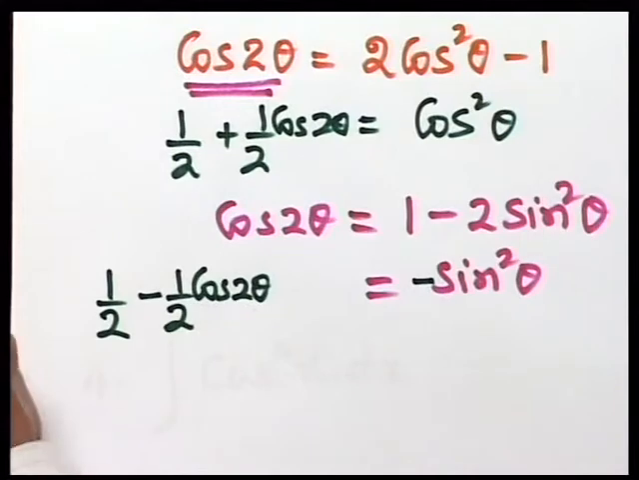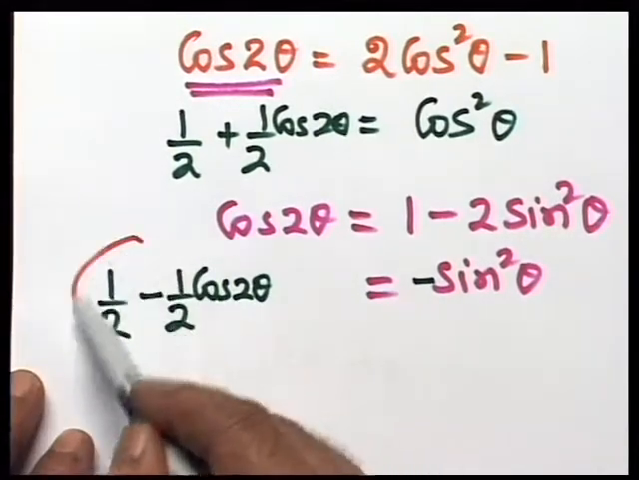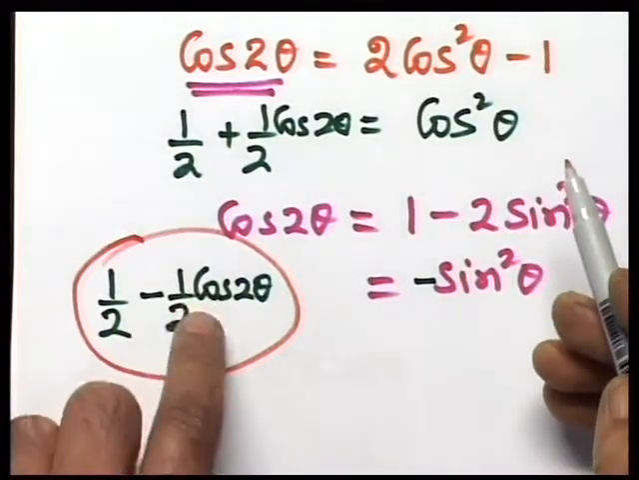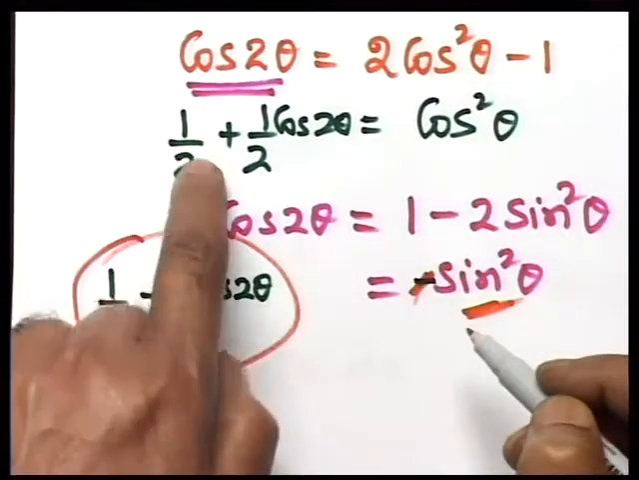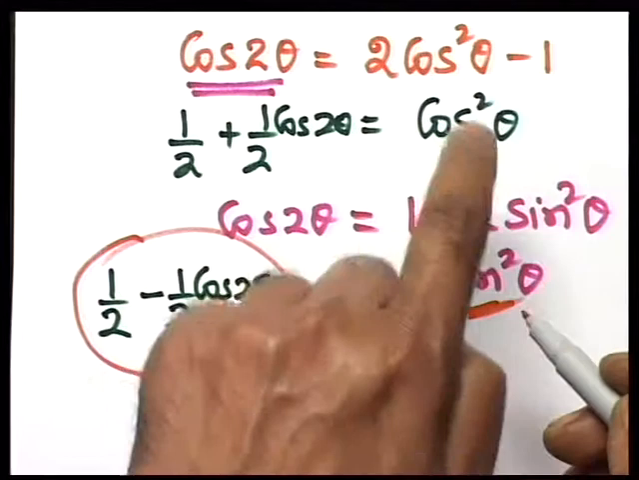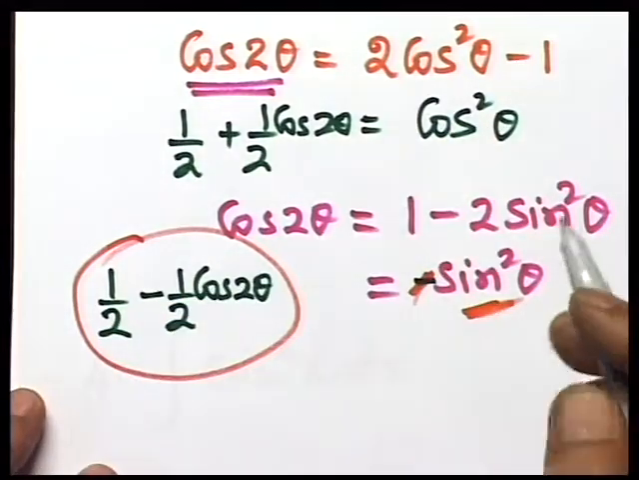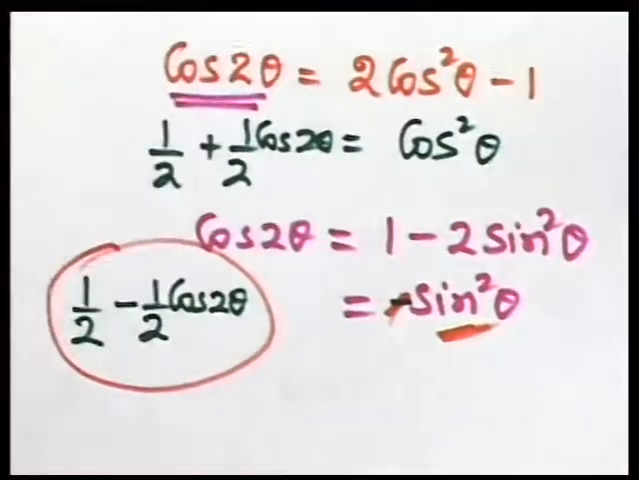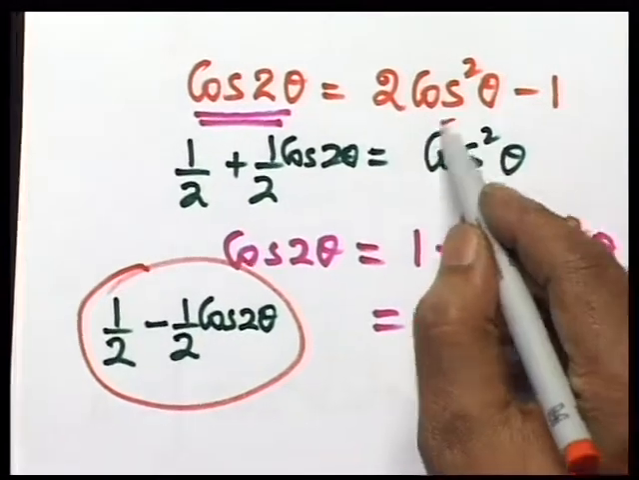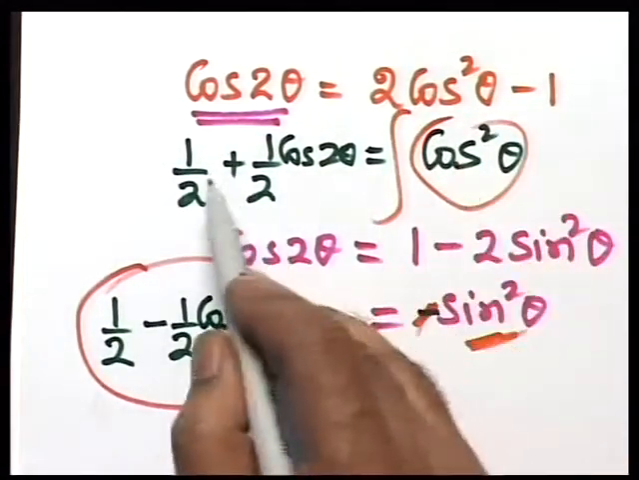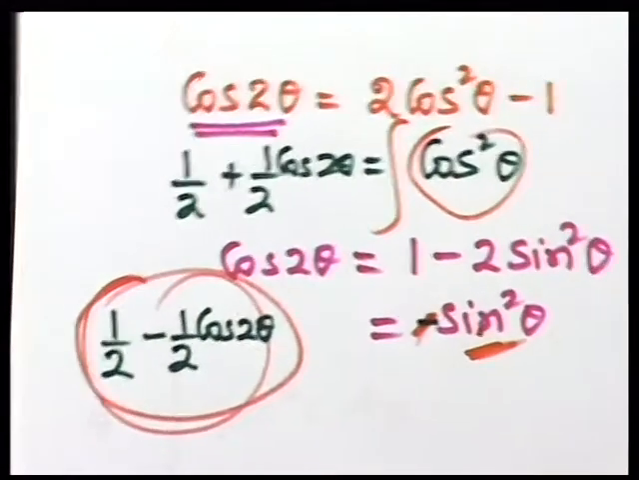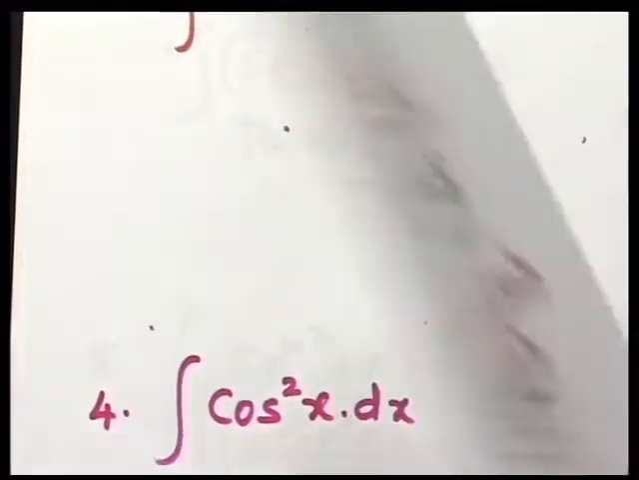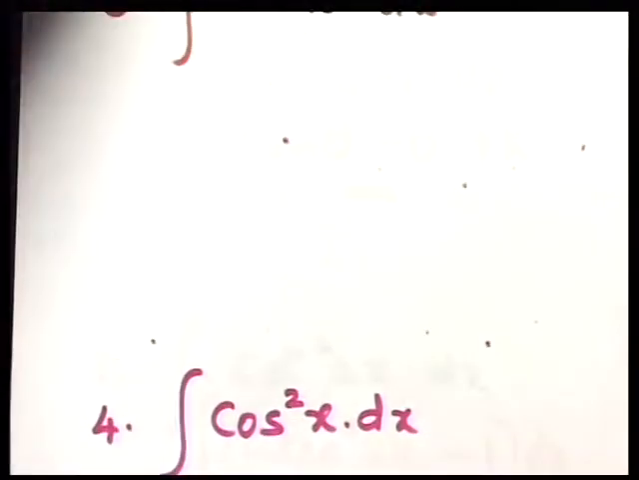These are very important rules for you to remember. Half minus half cos 2 theta is sine square, right? Half plus half cos 2 theta is cos square, right? So when we integrate cos square, you can write it like this and integrate. For sine square, write it like that, integrate. Okay, so I'm taking you through the first one.